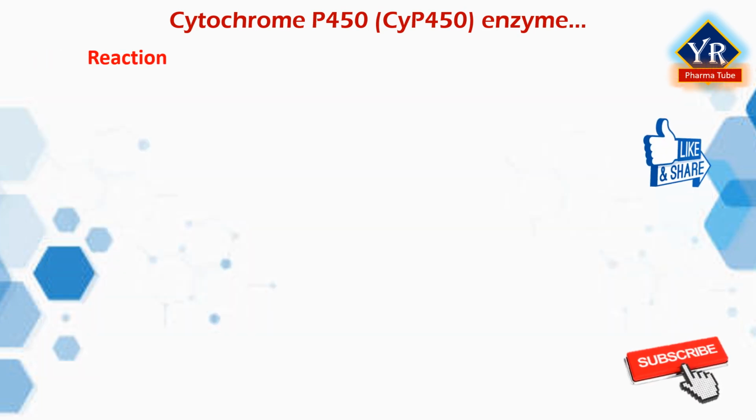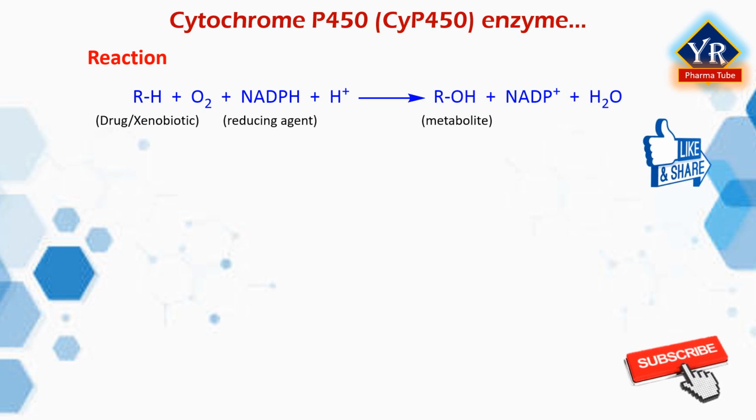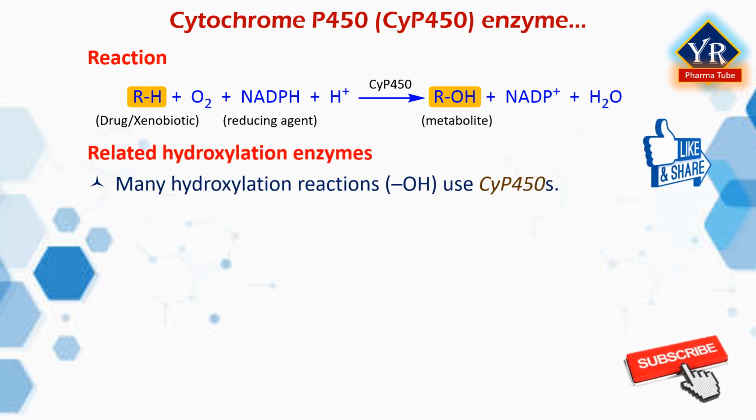The most common reaction catalyzed by cytochrome P450 is a monooxygenation reaction, that is, insertion of one of the oxygen atom into the aliphatic position of an organic substrate, that is RH, while the other oxygen atom is reduced to water. Many hydroxylation reactions, that is insertion of hydroxyl group, use cytochrome P450 enzymes, but many other hydroxylases exist.